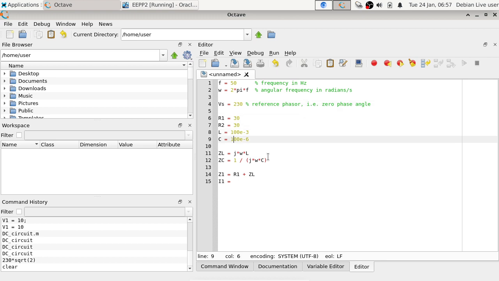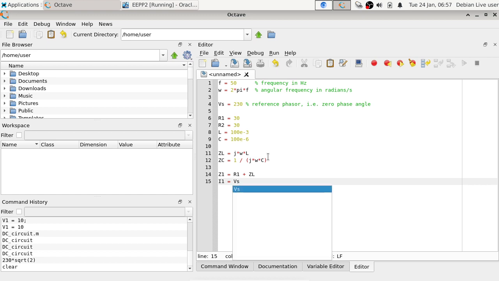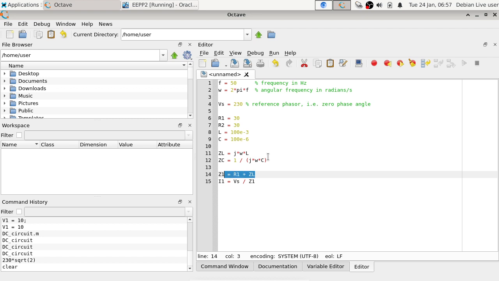So I1 is going to be equal to Vs divided by Z1. So this is basically just Ohm's law, but now I'm doing it with complex values. So I1 is going to be a complex number that represents a sinusoidal current. Vs is a phasor. It's our reference phasor. It represents the sinusoidal supply voltage. And Z1 is our complex valued impedance for the branch of the network with the resistor and the inductor.